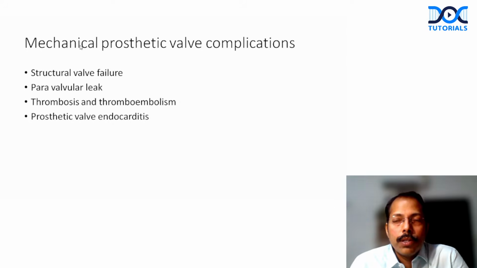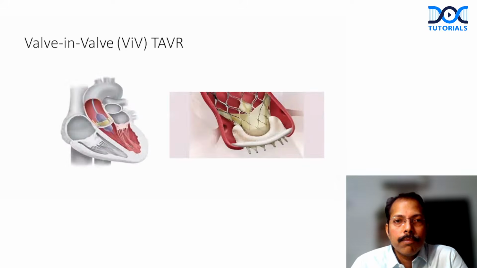So, and you should learn, that has been discussed in our classes. What are the complications of a prosthetic mechanical valve? There may be a structural valve failure in the long term. There may be a paravalvular leak, thrombosis and thromboembolism, and there is a possibility of prosthetic endocarditis causing regurgitation. And again, this has been given and discussed elaborately in your latest edition, Sabiston 22nd edition.